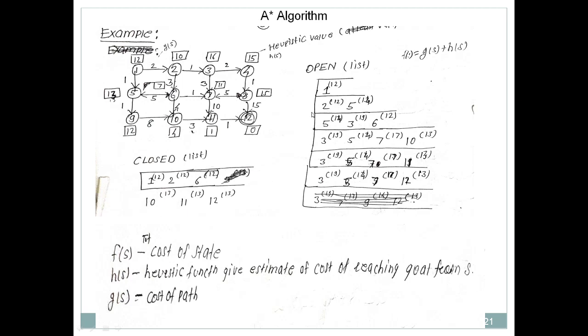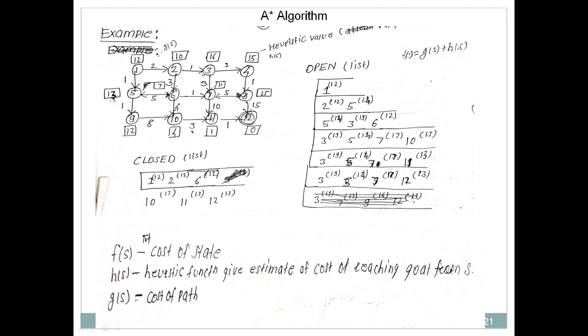So we take it out of the open list and add it to the closed list. After 1 you need to consider 2. Again the same thing: you need to check the successors of 2. What are the successors of 2? One is 6 and the second one is 3. So first of all we consider 3. We'll calculate the f value for 3. How to calculate the f value?